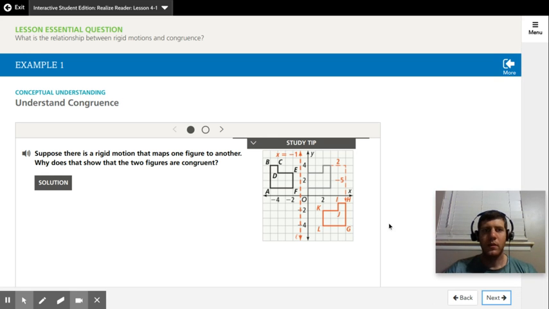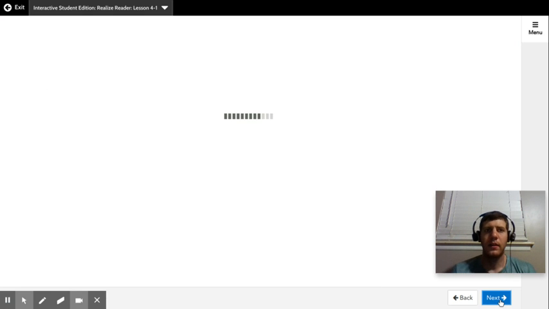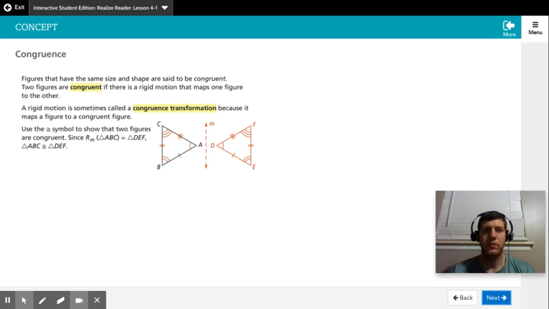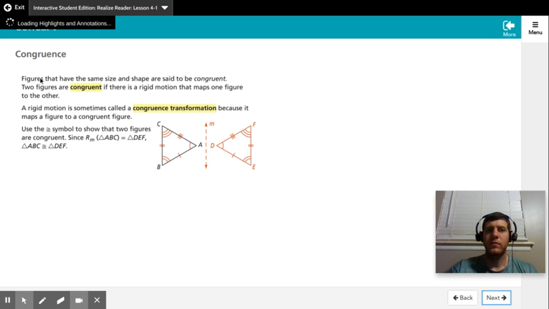Okay, example one is understanding congruence. So before we look at the example, let's look at the next slide, which they probably should have put first. It says figures that have the same size and shape are said to be congruent. So the length of the corresponding sides of the two figures need to be congruent, and then the angle measures need to be congruent as well.